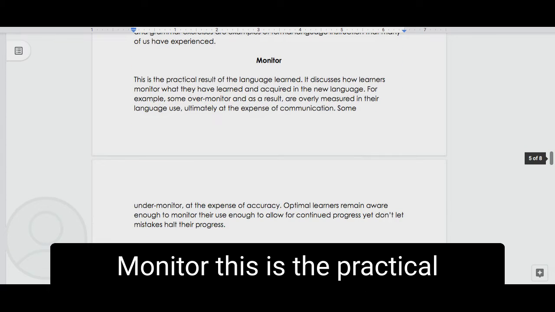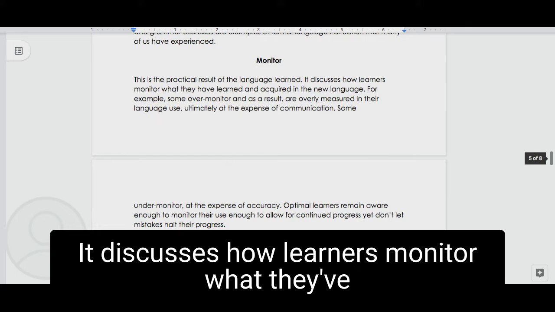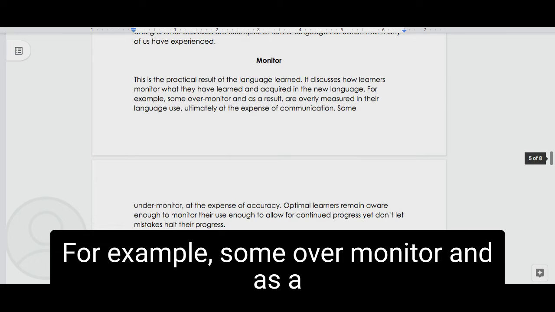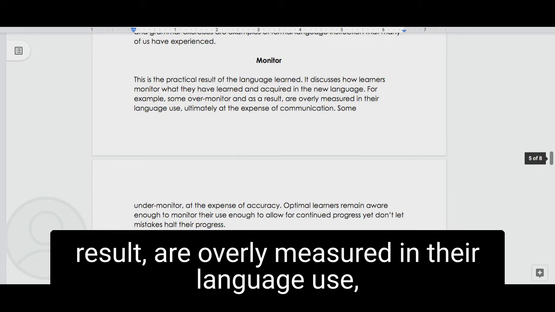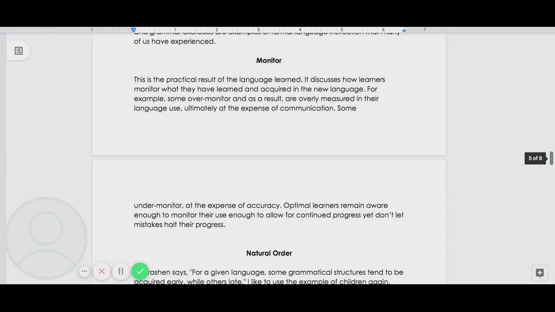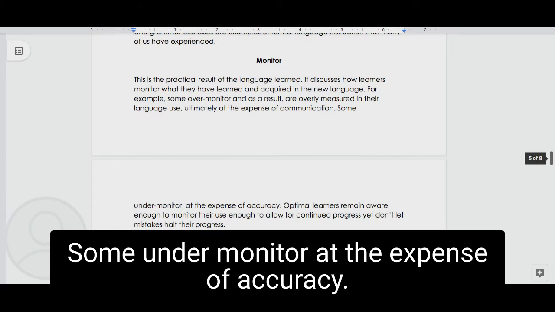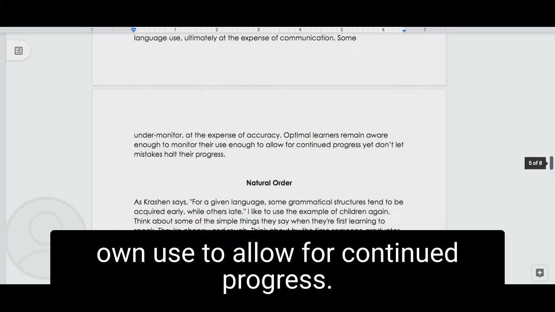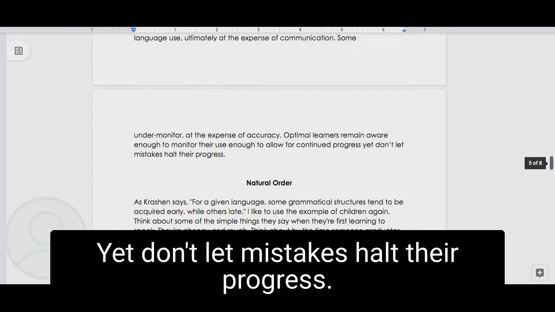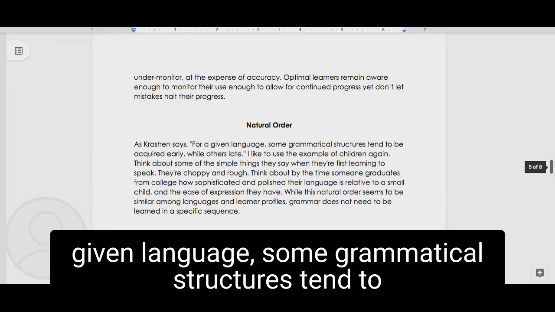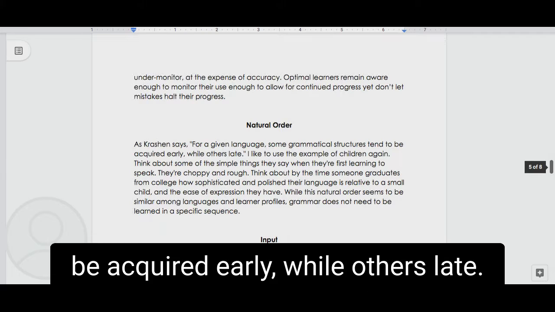Monitor. This is the practical result of the language learned. It discusses how learners monitor what they've learned and acquired in the new language. For example, some over-monitor and as a result are overly measured in their language use, ultimately at the expense of communication. Some under-monitor at the expense of accuracy. Optimal learners remain aware enough to monitor their own use to allow for continued progress, yet don't let mistakes halt their progress.